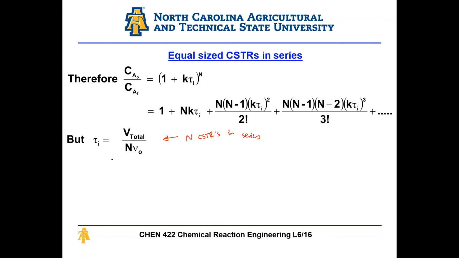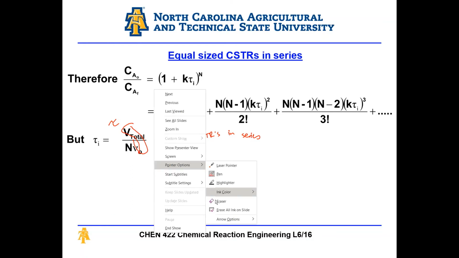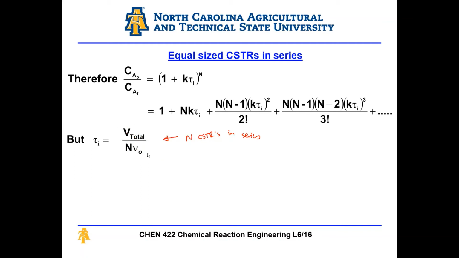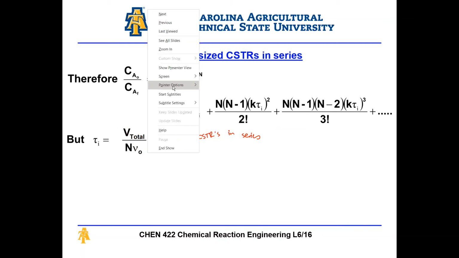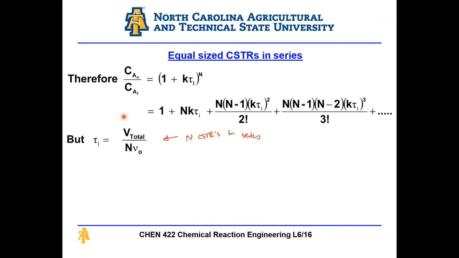Where basically this expression right here, this is tau. So the tau in each reactor is equal to your overall space-time or residence time divided by n, okay? And this is the expression I'm going to use here. And I'm going to substitute this into this expression.